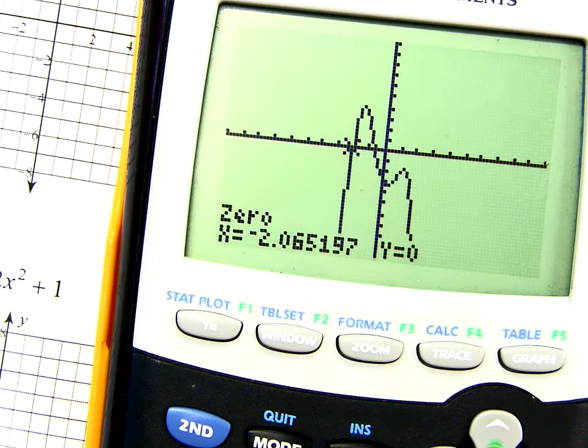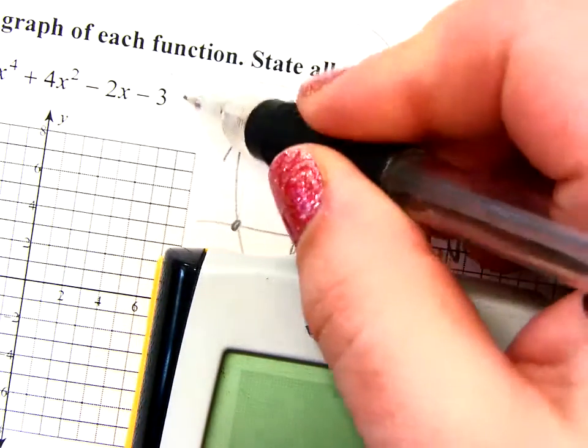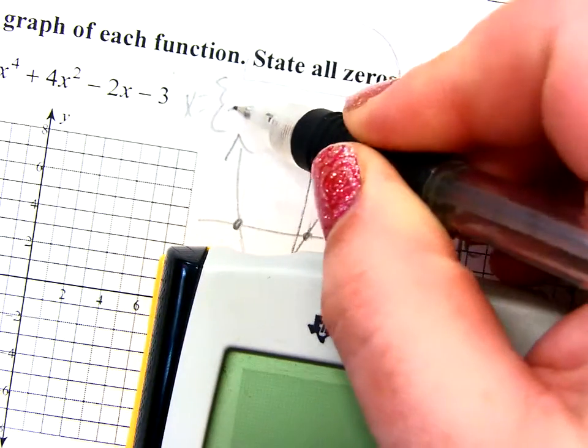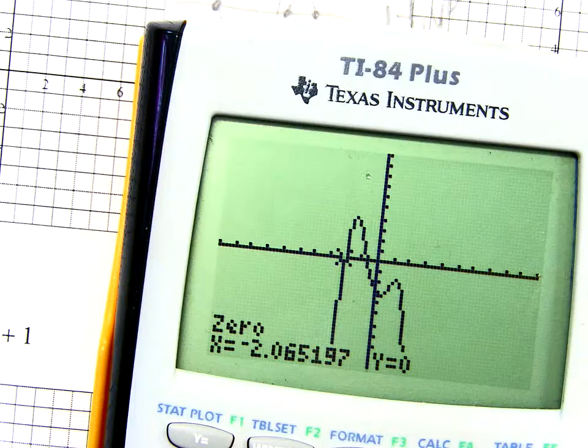I think we just got broken up by lunch. So there's one of my zeros. So write it down before you lose it. -2.07, let's call it. So now I want to find the next 0.